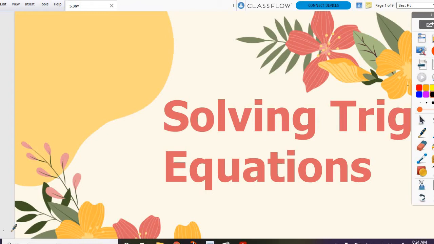And then we looked at one where we had to just factor out the greatest common factor. So in today's notes, we're going to be looking at a couple more, a little bit more complicated techniques.